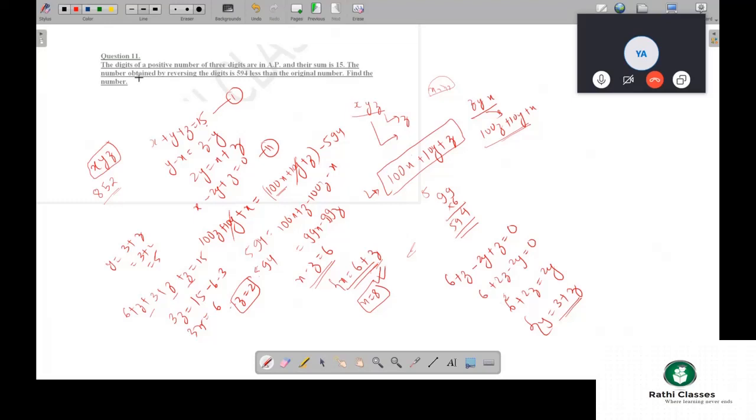Moving to the last line, it says the number obtained by reversing the digits is 594 less than the original number. That implies the number formed by reversing. Reversing means xyz becomes zyx, and the representation of zyx for a 3-digit number would be 100z plus 10y plus x. x is the units place, y is the tens place, and z is the hundreds place. So I have done that, and the original number would be 100x plus 10y plus z minus 594. On simplification and rearranging, I got the equation x minus z is equal to 6.